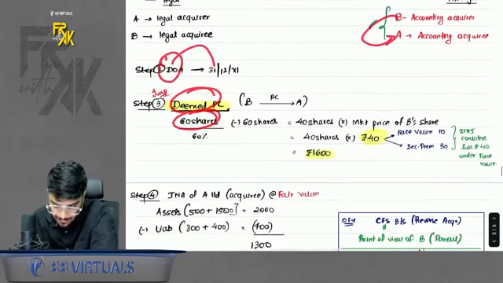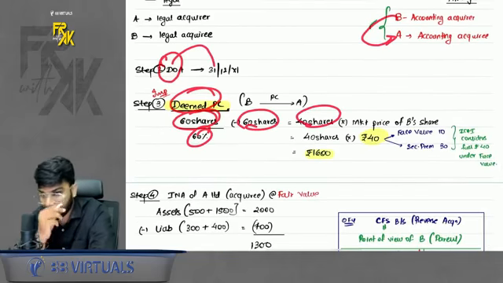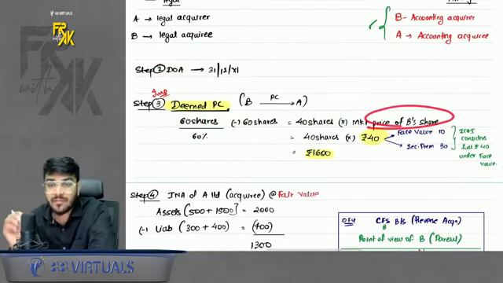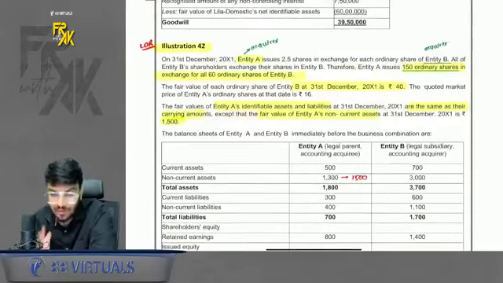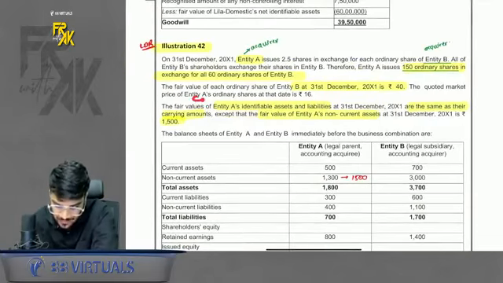Divide by the stake to be maintained, minus the opening again. You will get the number of shares. Multiply by the share price of company B. So here, to confuse you, they have given two share prices: the share price of A as well as the share price of B.